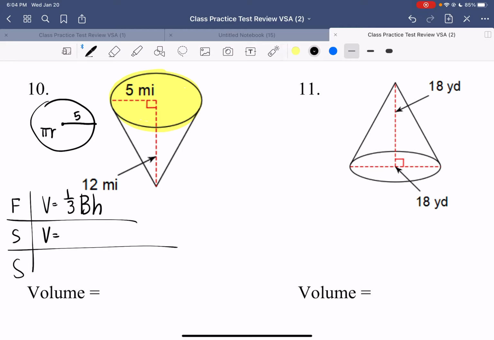So to find pi radius squared, it's going to be 1/3. So our substitution, we have pi times 5 squared, and then we need to multiply that times the height. So if that's my height, times 12. So pi times 5 squared times 12 will give you a volume of 314.16 miles cubed.